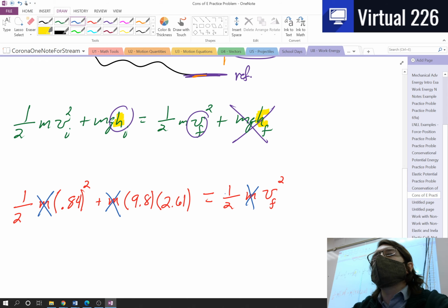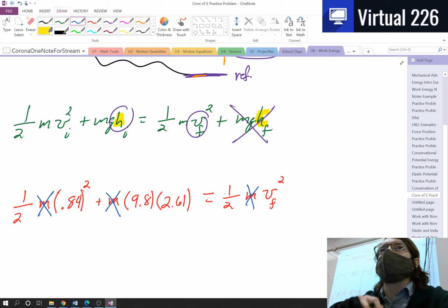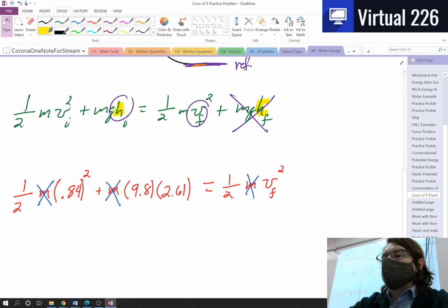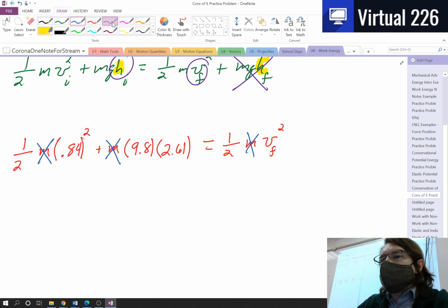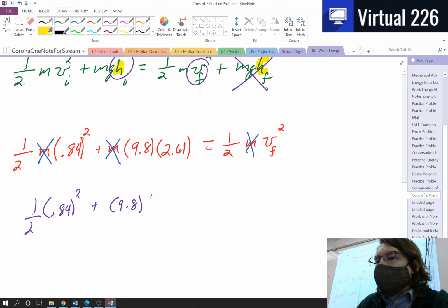And that's a really weird thing to think about, because maybe you're thinking, oh, if they have less mass, maybe they'll go faster at the bottom of the slide. Or if they have more mass, they'll go faster at the bottom of the slide. It doesn't matter. They'll go the same speed at the bottom of the slide, assuming only conservative forces. Okay? So the mass doesn't matter here, which means our equation can simply be written as 1/2 of 0.84 squared plus 9.8 times 2.61 equals 1/2 times VF squared.